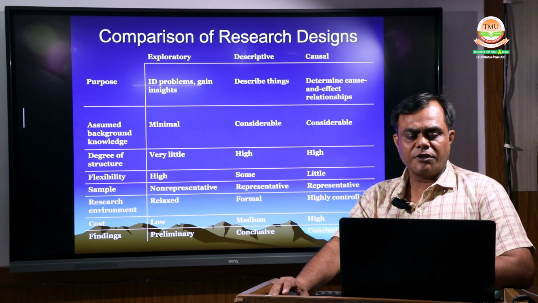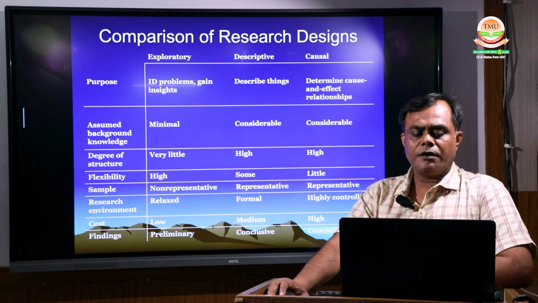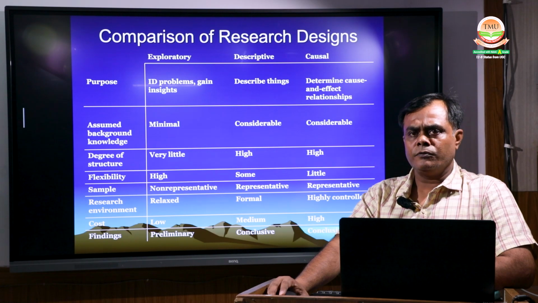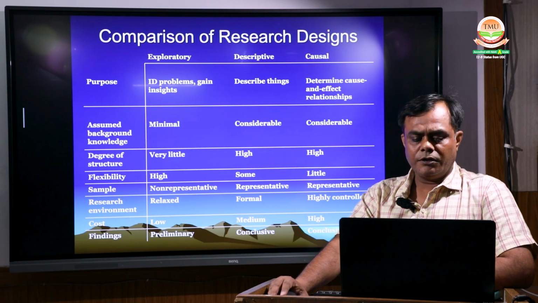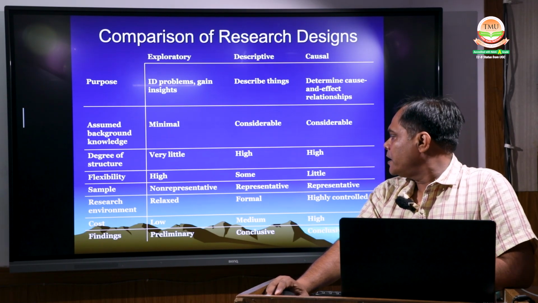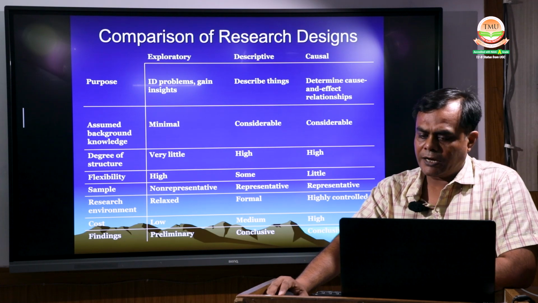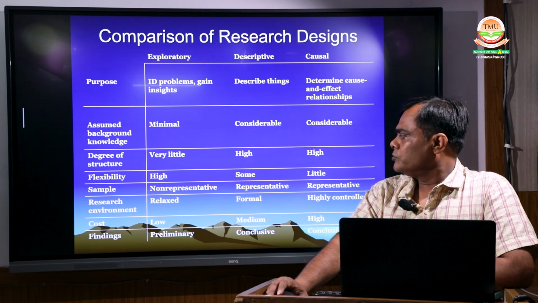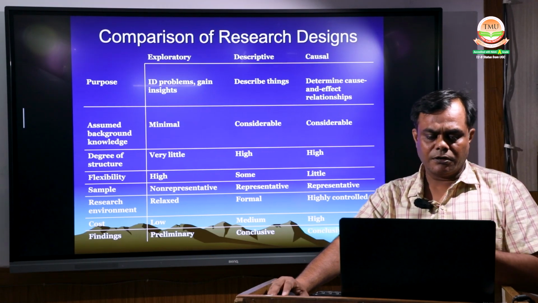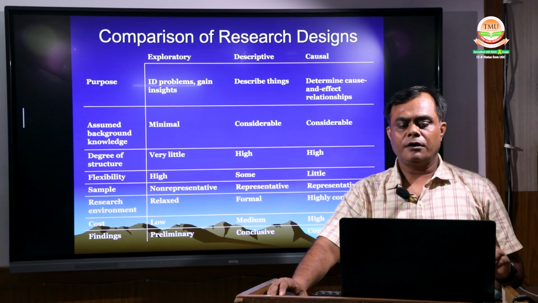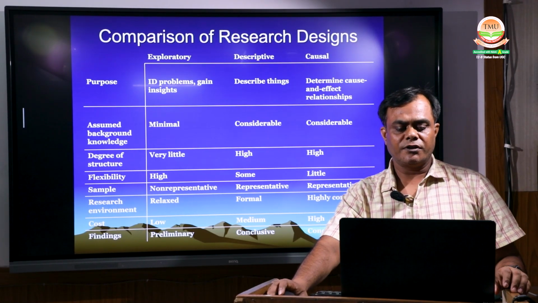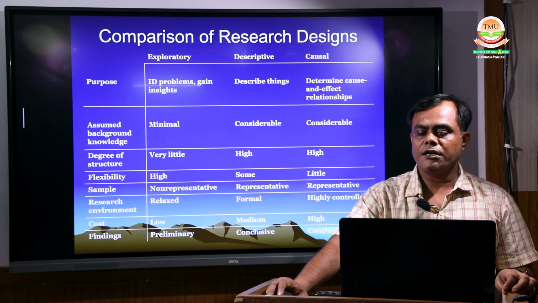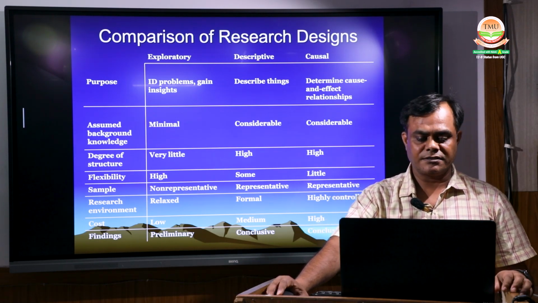On the basis of flexibility, exploratory research is relaxed. There is a very relaxed flexibility. On the other hand, descriptive research has a formal flexibility, and causal research has a very high control. So in exploratory research there is high flexibility, and on the other hand, causal research has very little flexibility.